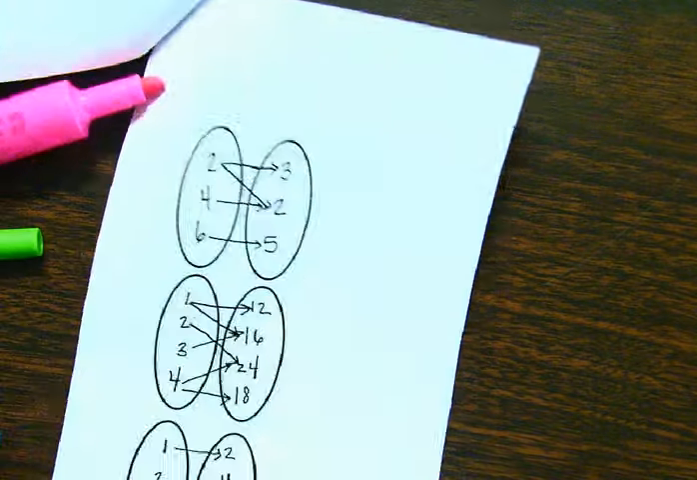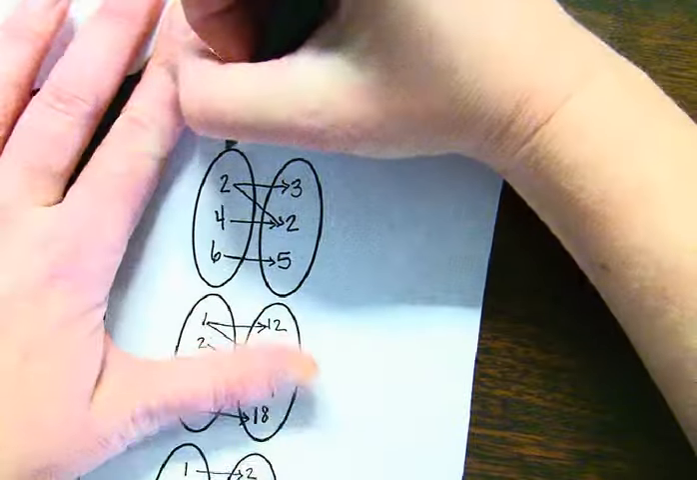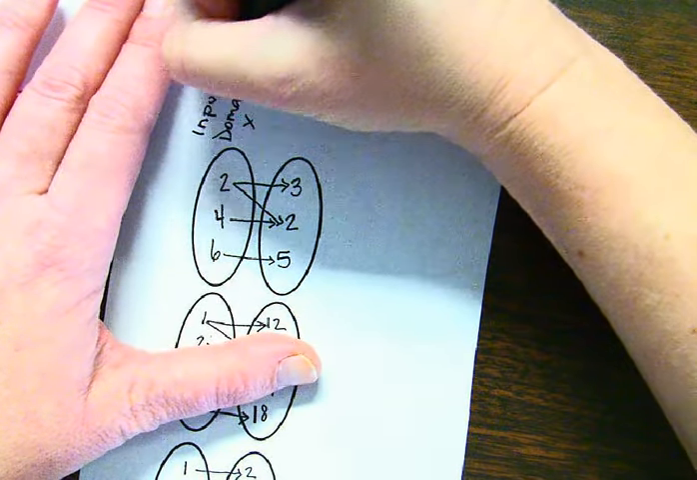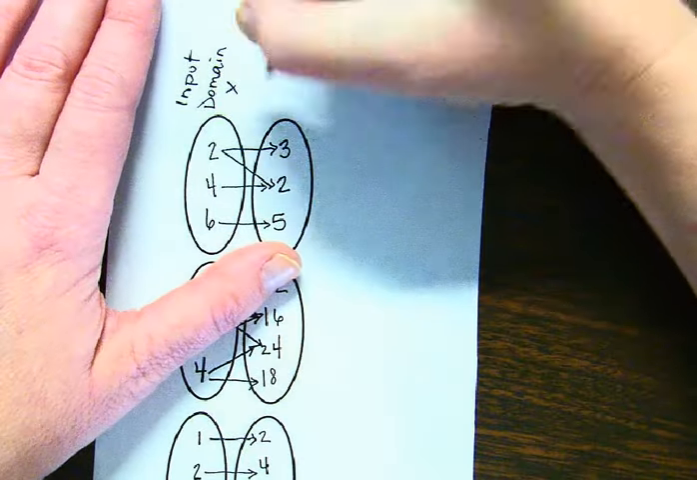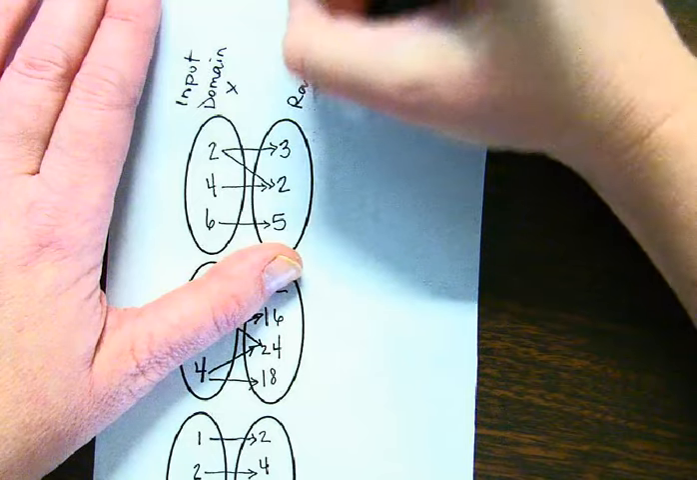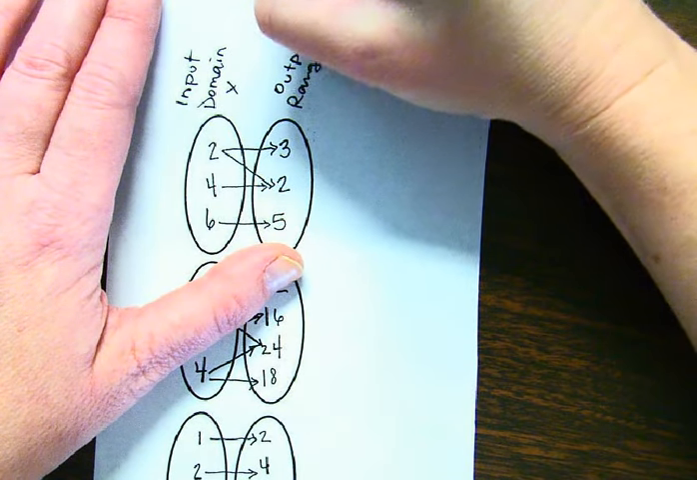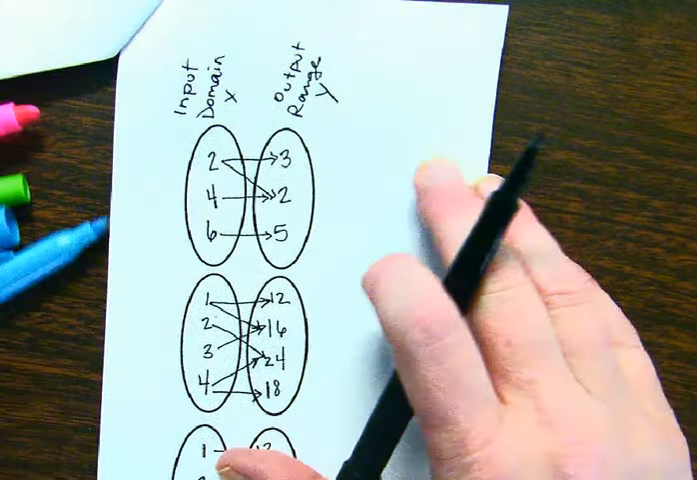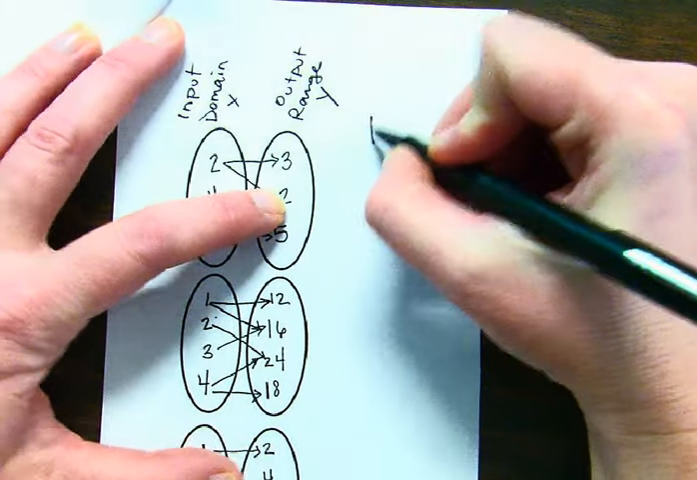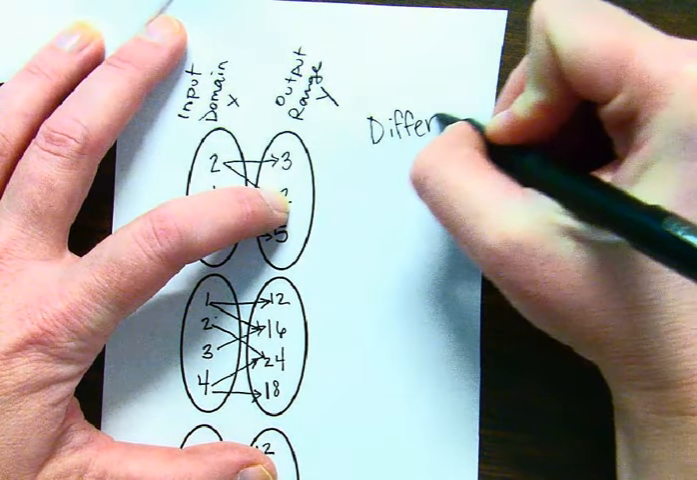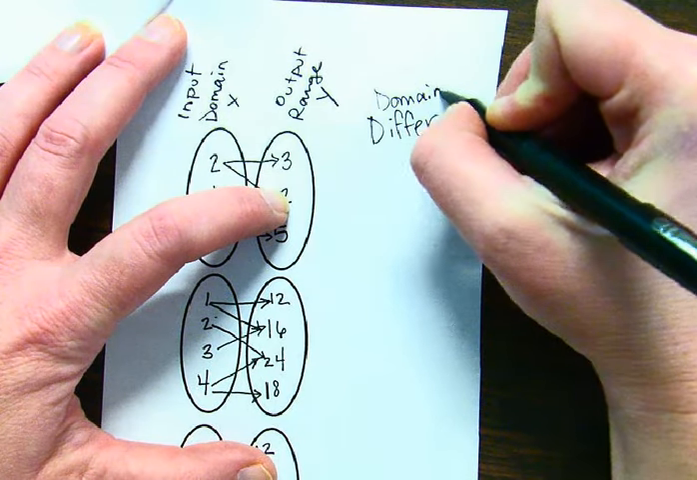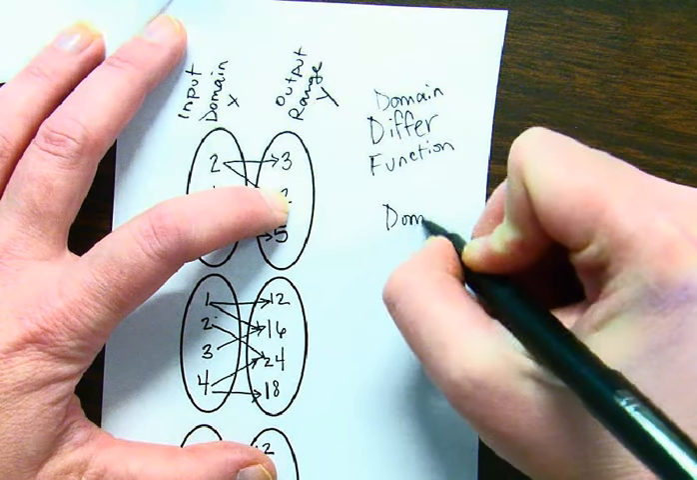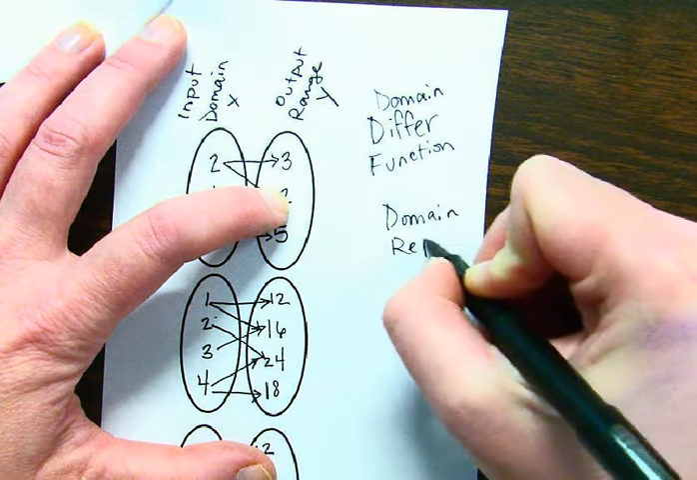For a map, this is a mapping diagram. Your domain, or your x, or your input, these are all the same things, will be on the left side. Your range, output, or your y will be on your right side. Now what you're still looking for is whether the domains are different. It's a function. Or if those domains repeat, it's a relation.